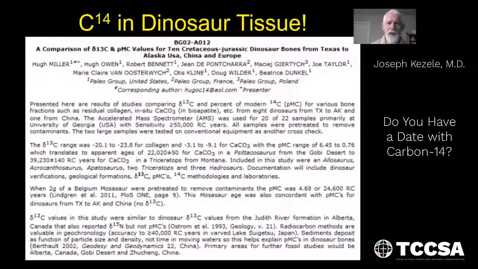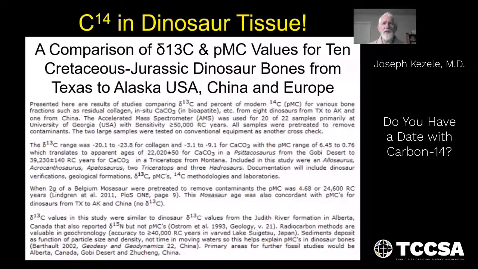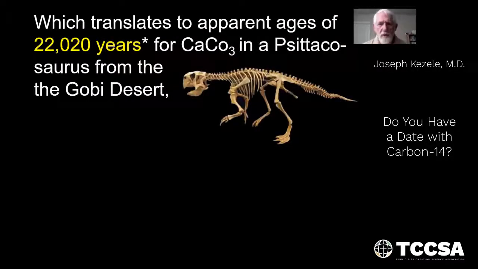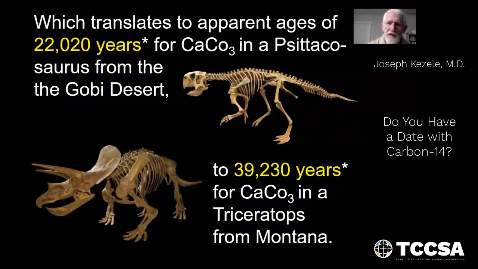Well, here is a paper. So I'm going to blow up the title and blow up some of the actual numbers so you can easily read it. So the title is A Comparison of Delta 13, Carbon 13, and Percent Modern Carbon Values for 10 Cretaceous Jurassic Dinosaur Bones from Texas to Alaska, USA, China, and Europe. So I took part of the text here and blew it up. And so here's the quote here, which translates to apparent ages of 22,000 years for calcium carbonate in Acidicosaurus, which means parrot lizard, as it has a parrot-shaped head, from the Gobi Desert in China, to 39,000 years for calcium carbonate in Triceratops from Montana. So these just absolutely destroy the evolutionary time frame.